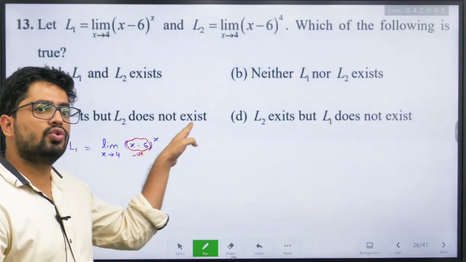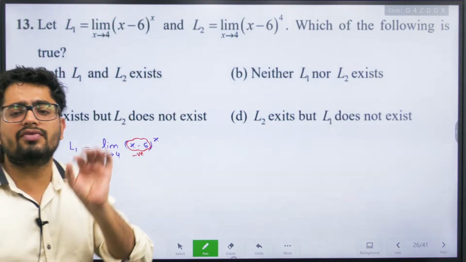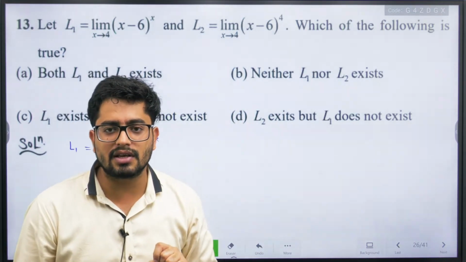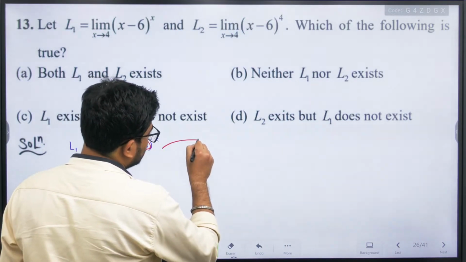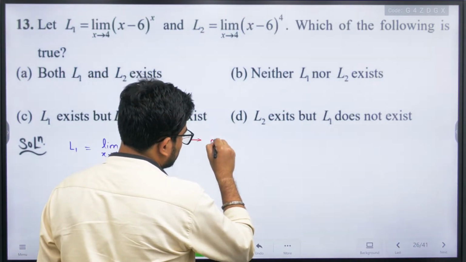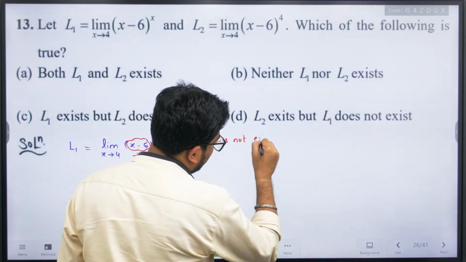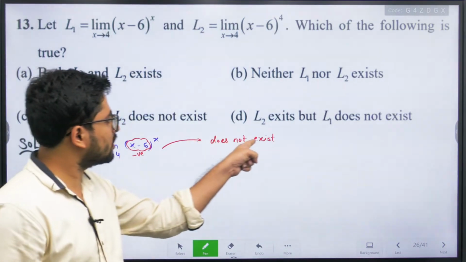So minus 2 to the power x. And we know this is an exponential function a power x, and in a power x, a must be greater than 0. But here it is negative. So this thing does not exist. Got it? L1 does not exist.